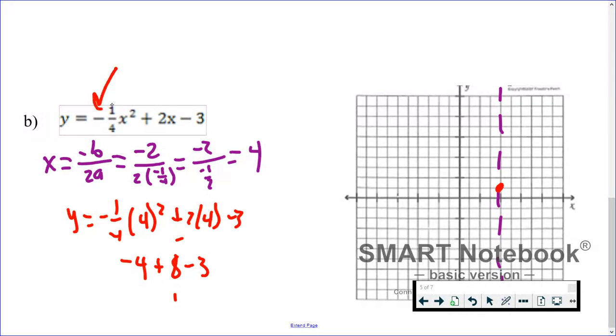This one will open down because the a value is negative. So it has a maximum value at 1. Or a maximum value of 1, and it's at an x value of 4. And again, if you want to graph the rest of the function, you could do that.